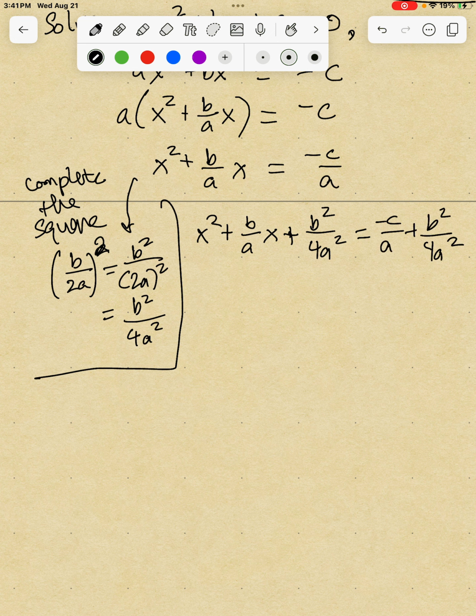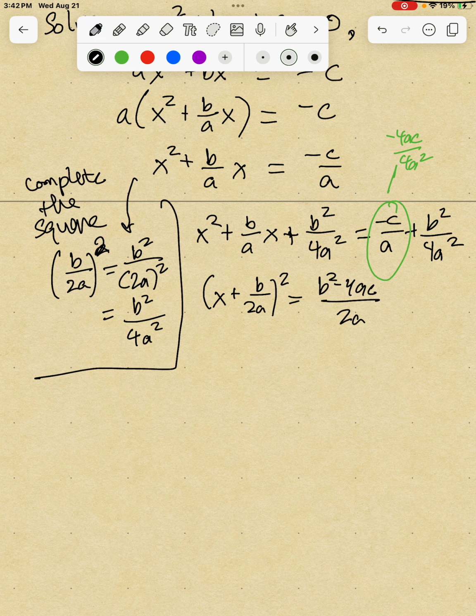And now I can factor the left hand side, that's the point of completing the square. This is x plus b over 2a in parentheses squared. And then on the right, I need to get a common denominator. I have a fraction, and I'll just multiply top and bottom by 4a, so this will be negative 4ac over 4a squared. And so I get b squared minus 4ac all over 4a squared.